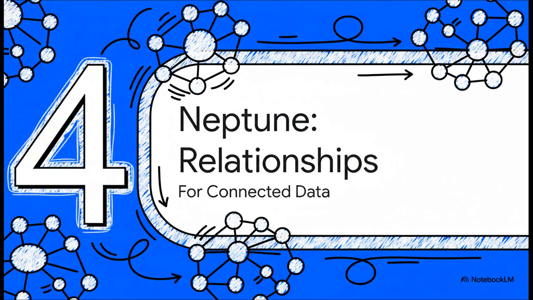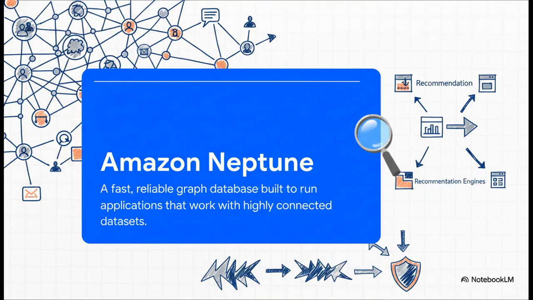This one is built for a really unique kind of problem. A problem where the connections between your data points are actually more important than the data points themselves. So, here are your exam triggers for Neptune. If you see a question that talks about social networks, recommendation engines, or fraud detection, anything that's about navigating complex relationships, your brain should just scream Neptune. It's a graph database designed to connect the dots.